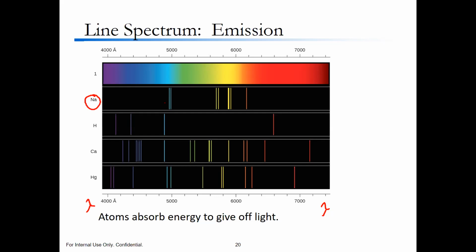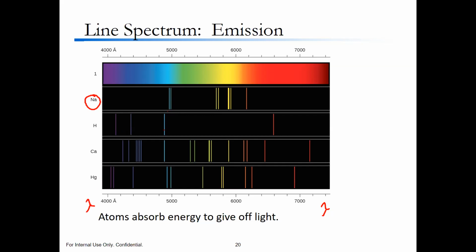When we heat up the sodium, what type of light is it going to release? Light at this wavelength, light over here at this wavelength, light at this wavelength, light at this wavelength. Is there any light being given off right here at this wavelength? Nope. Every time there's a black spot, that means no light is being released from that atom. Okay, that's sodium. Let's look at hydrogen, calcium, mercury, and they all give off light.